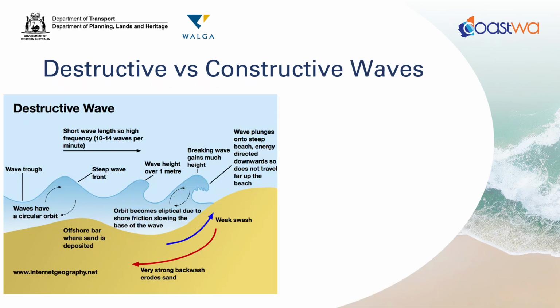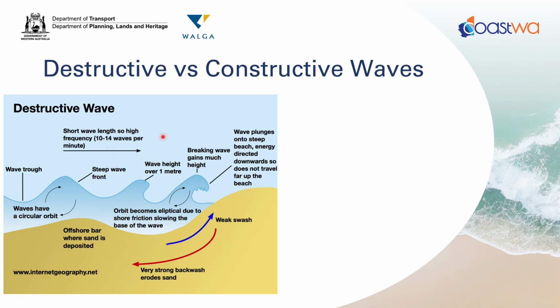So we get now to this notion of destructive versus constructive waves. We'll look first at destructive waves. A destructive wave is a wave that actually causes erosion of the shoreline. So this is, if you like, the typical winter storm events that we get that erode that shoreline and help to create this offshore bar.